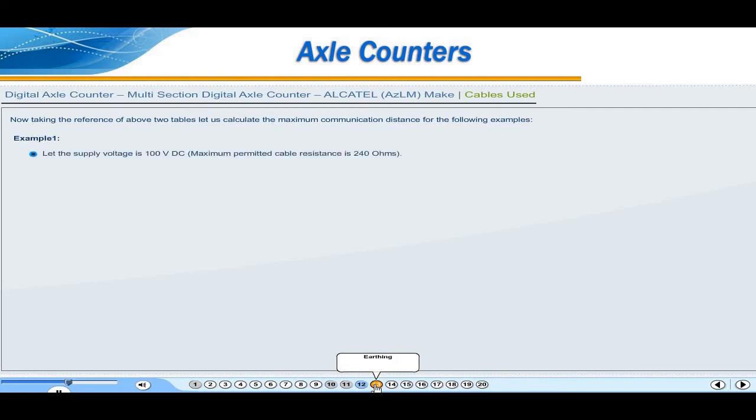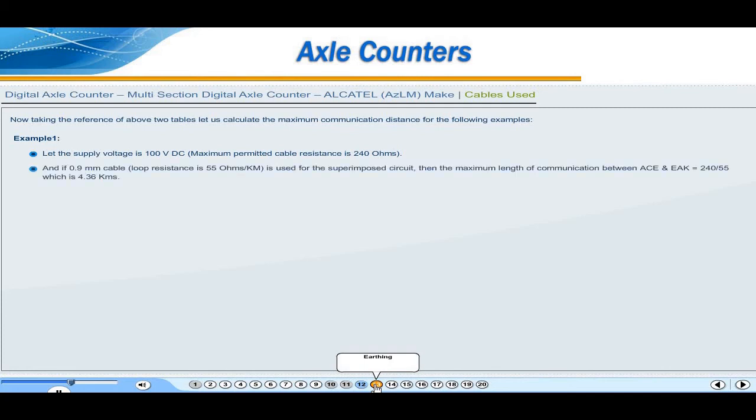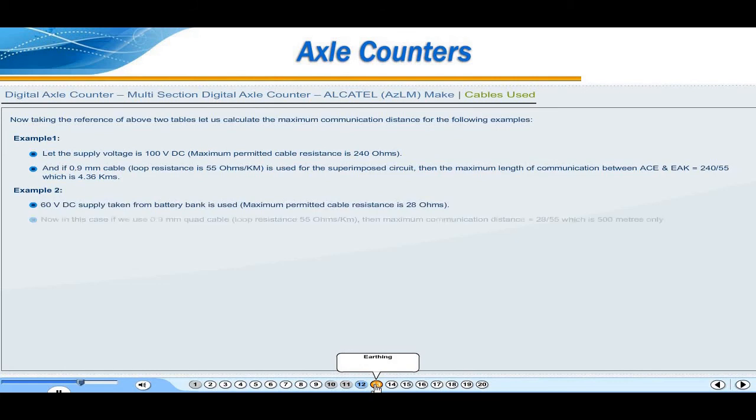Example 1. Let the supply voltage be 100 volt DC, that is, the maximum permitted cable resistance is 240 ohms. And if 0.9 mm cable, that is, loop resistance of 55 ohms per kilometer, is used for the superimposed circuit, then the maximum length of communication between ACE and EAK is equal to 240 divided by 55, which is 4.36 kilometers. Example 2. A 60 volt DC supply taken from the battery bank is used, that is, the maximum permitted cable resistance is 28 ohms.